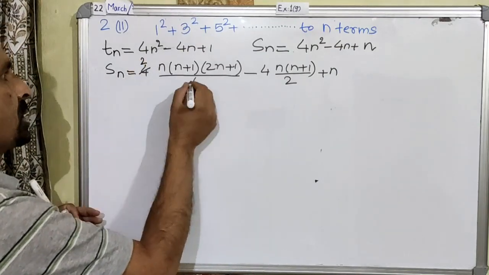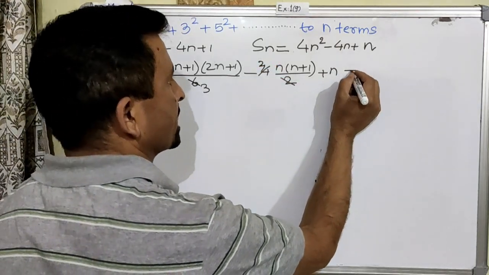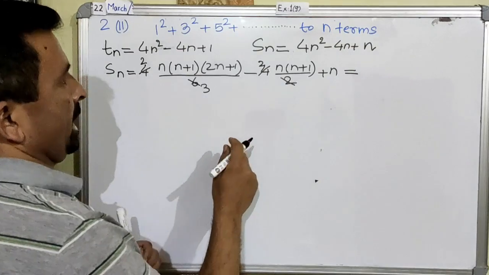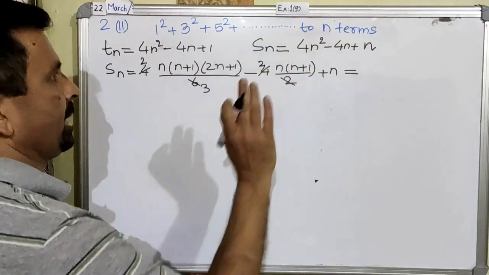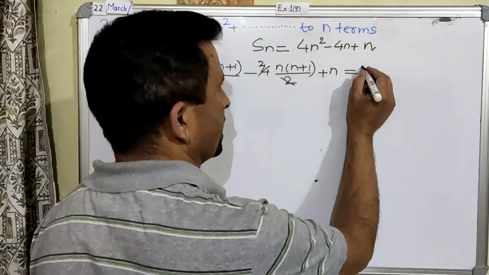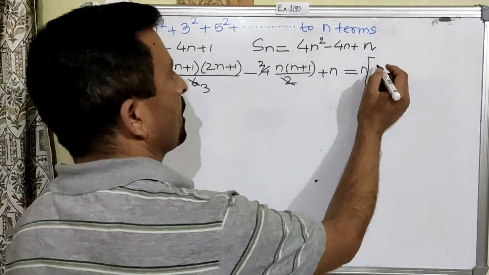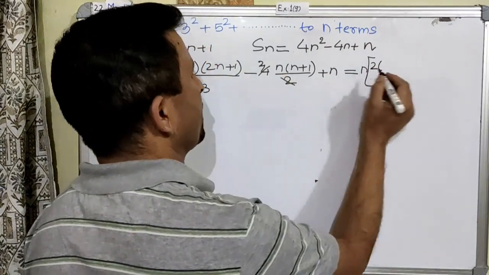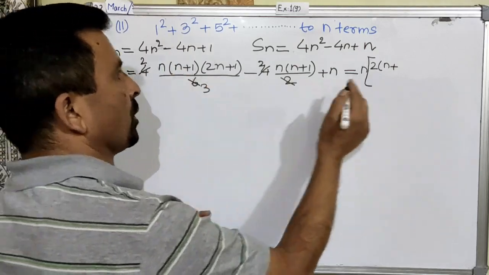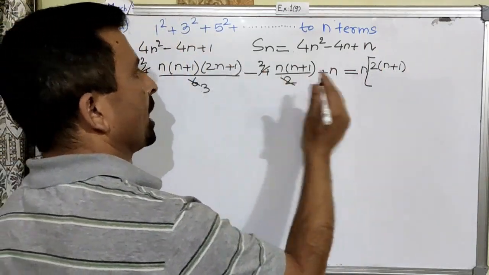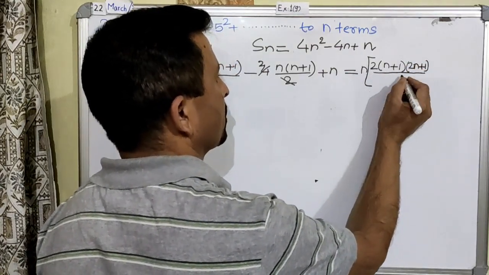2 2s are 4, 2 3s are 6, 2 1s are 2, 2 2s are 4. Right? So in the next step, at the same time we can see n and n is common. So we will take out this n as the common factor. What is remaining? From here it will be 2(n + 1)(2n + 1) divided by 3.